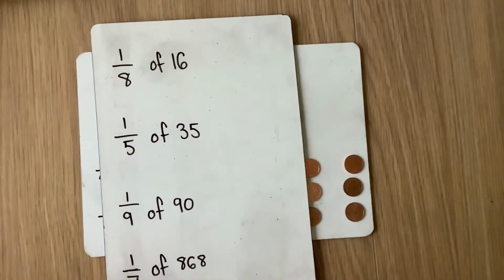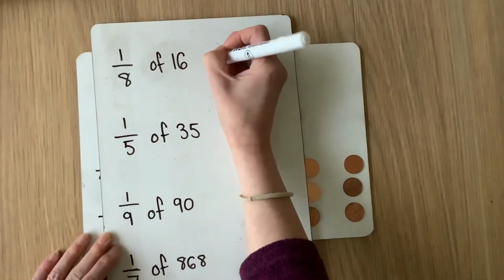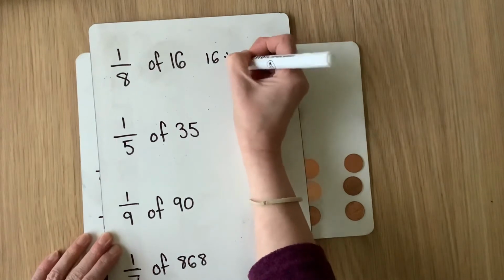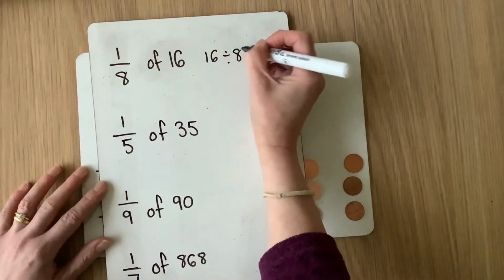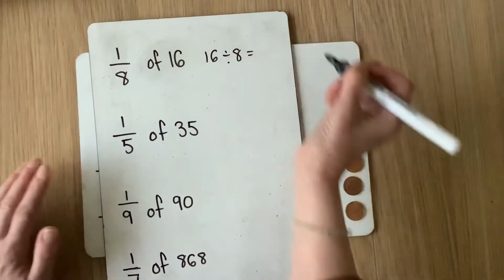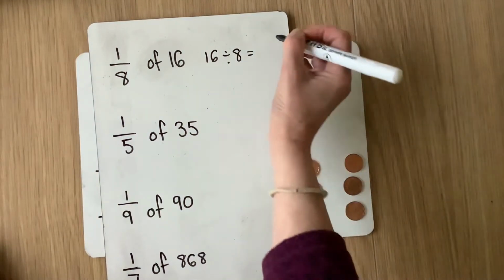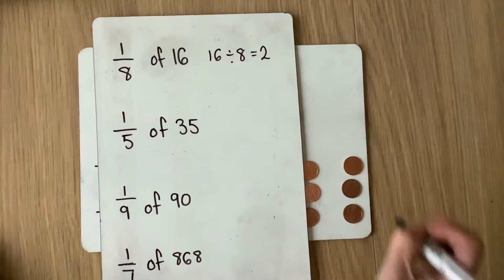So, without using coins, I wonder, could we start to work these ones out? What about the first one? 1/8 of 16. What does that actually mean? Well, I take my 16 and I simply divide it by the number on the bottom of the fraction. The number on the bottom of the fraction is the 8. So what is 16 divided by 8? How many 8s go into 16? Yep, it's going to be 2.